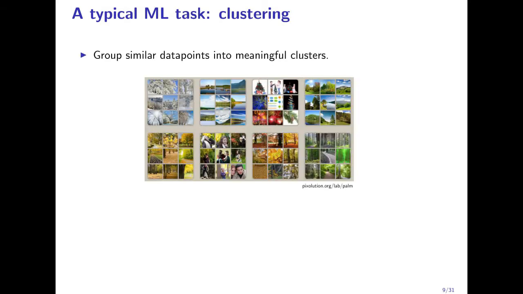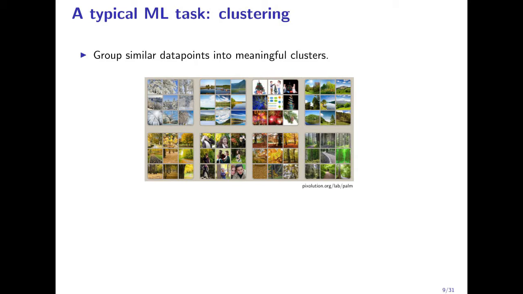Clustering is an example of unsupervised learning. The idea is to take a data set and group it into points that are similar in some sense. So this is an example of image search engine results that are grouped into images that are visually similar in some sense. And here, of course, we don't have any labels, so it's unsupervised. We just take the data and see if we can discover these groups automatically.